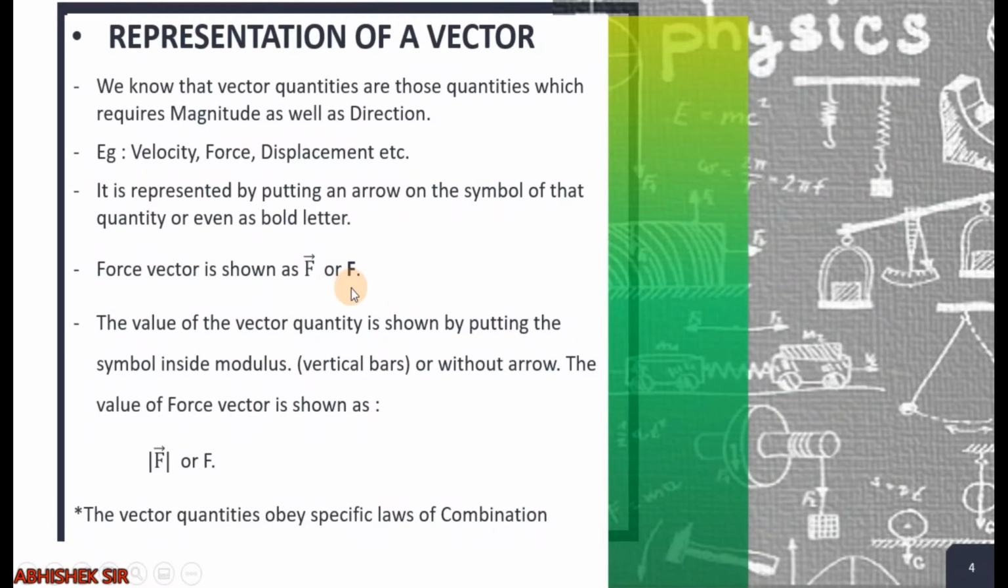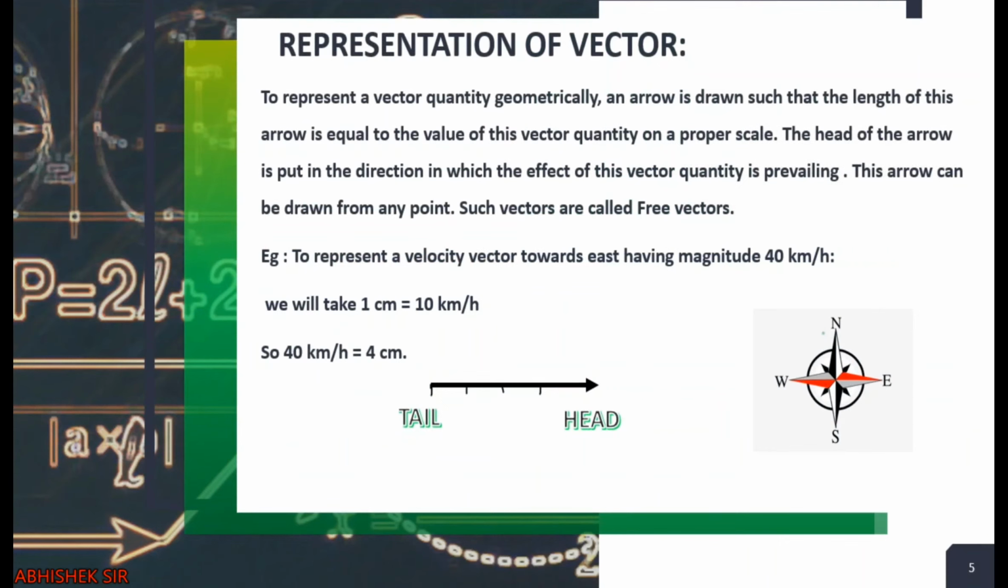But while we write in the notebook, bold letters won't be easily possible, so it will be better to use the arrow sign. Now the value of the vector quantity is shown by putting the symbol inside the modulus, the vertical bars, so the same force vector can be represented by putting the modulus over here, or just the symbol will also determine the value. Note that vector quantities will obey specific laws of combination. Which laws of combination? Mathematical laws of combination.